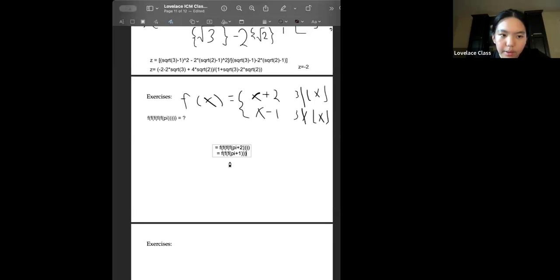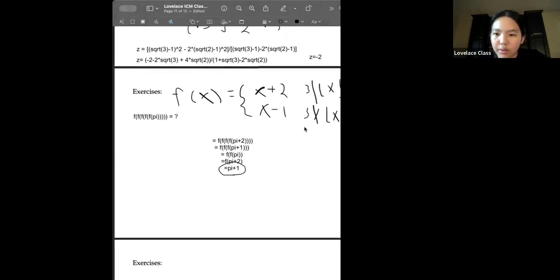Then f of pi plus 1: floor of pi plus 1 is going to be equal to 4, and 3 doesn't divide 4, so that is equal to f of pi plus 1 minus 1, which is pi. And then we just do it again. We get f of pi, which is pi plus 2, and this is going to be equal to pi plus 1. So our final answer is pi plus 1.